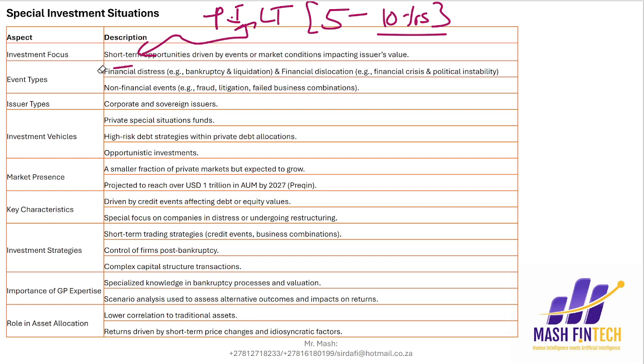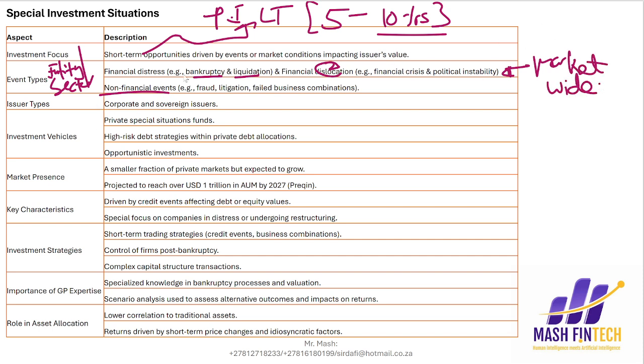The events can either be financial in nature or non-financial. The financial events are financial distress 1 and financial dislocation 2. The financial distress is idiosyncratic in nature. What this means is it's specific to a particular entity or sector, and is going to include things like bankruptcy and liquidation. Whilst financial dislocation is more broad and it's market-wide. And so if it's not idiosyncratic, it's systematic. It's systematic and market-wide, caused by things like a financial crisis or political instability.